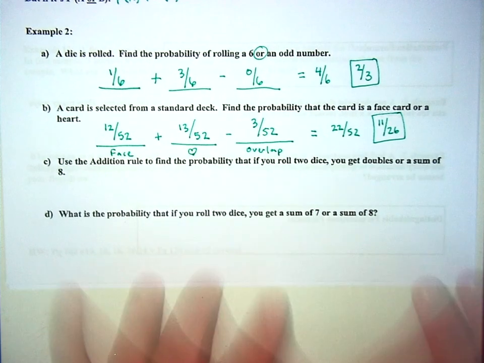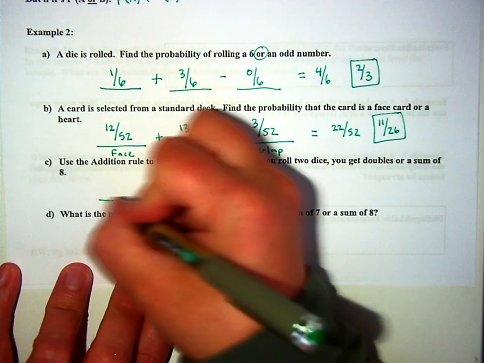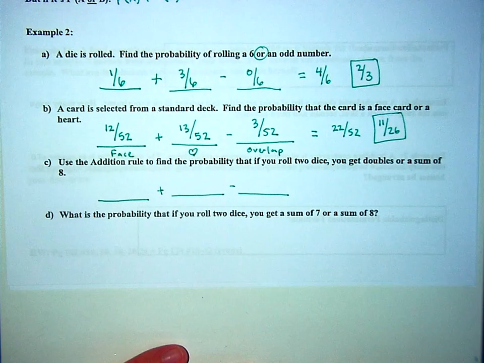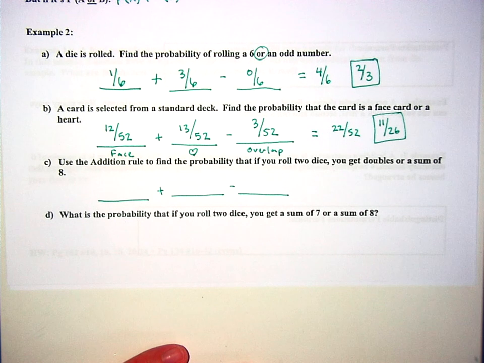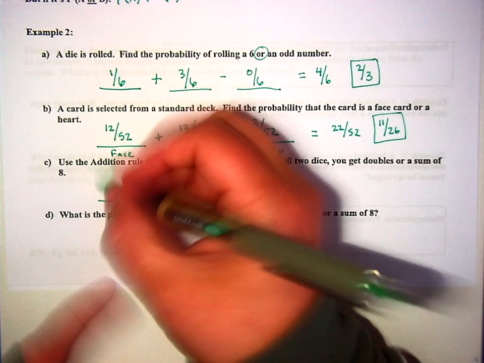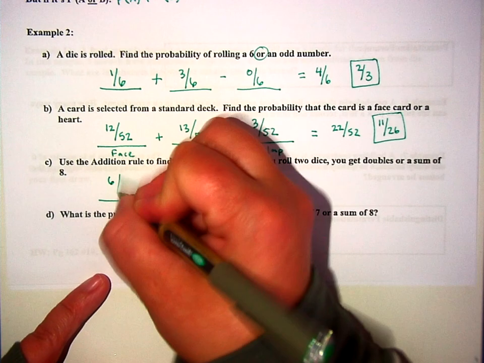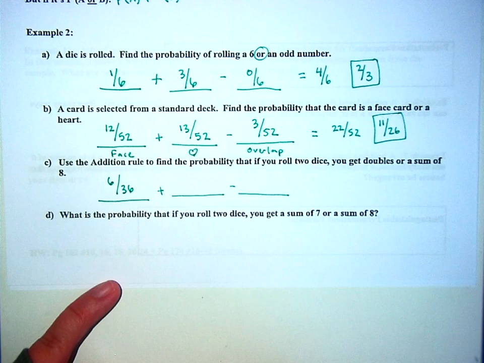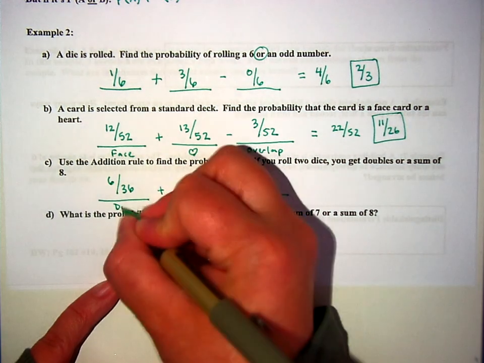It's an OR problem, so I'm going to add and subtract. Do you remember how many possibilities there are if you're rolling 2 dice? 36. What are the chances of getting doubles? There's double ones, double twos, up to double sixes. Let's leave it as 36ths so we can add and subtract. So that's my doubles, 6 out of 36.